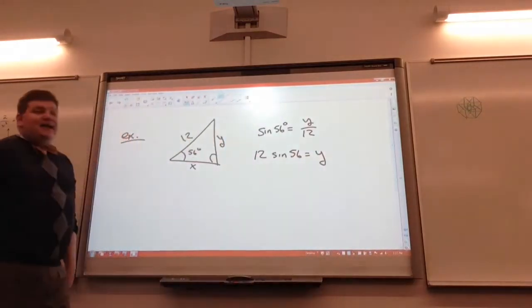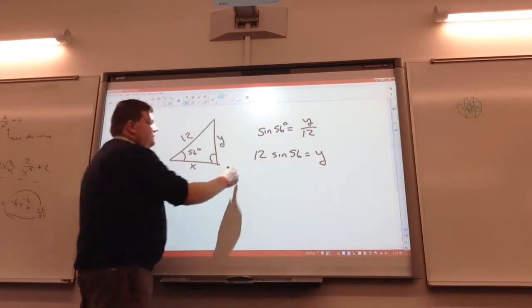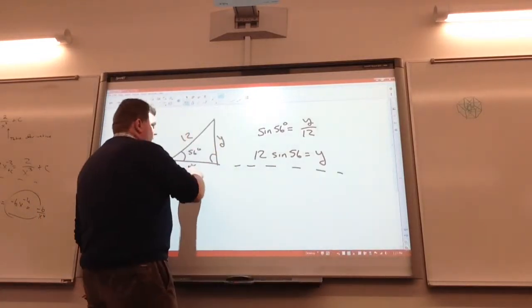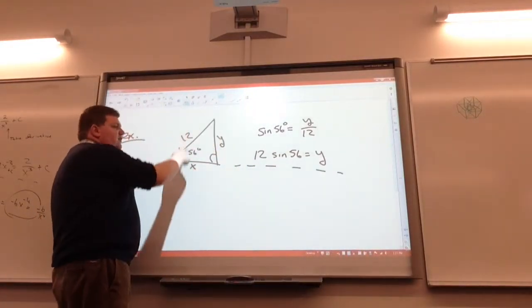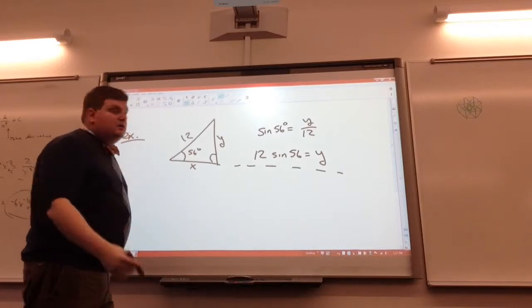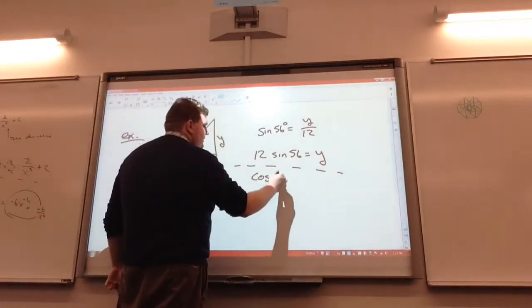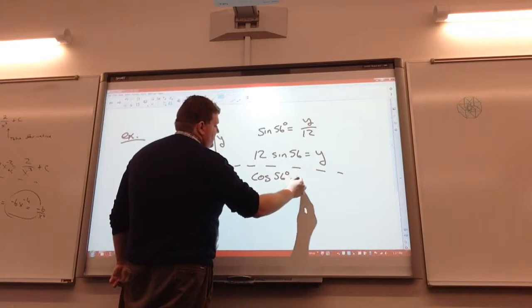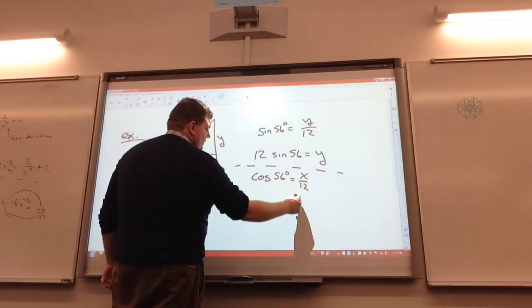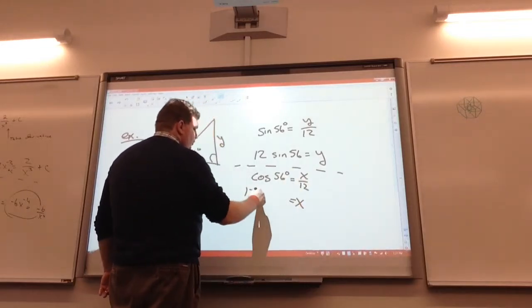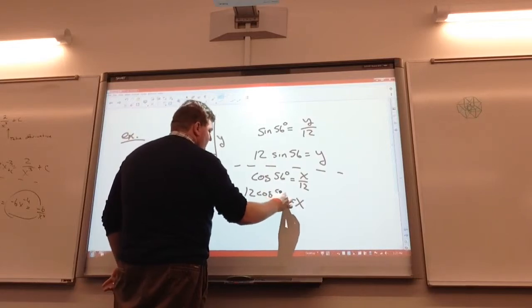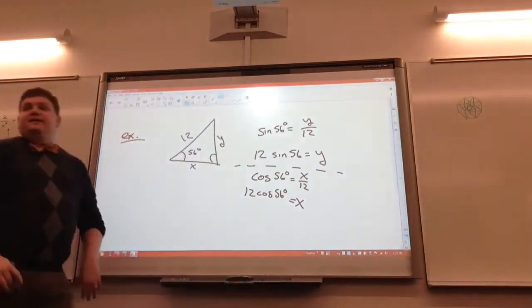If I wanted to find x, I'd do the same thing. My setup would be, it's x over h this time, so I'm going to use the cosine. So I would say the cosine of 56 degrees is equal to x over 12. So x is equal to 12 cosine of 56 degrees. I would pop those in the calculator and get my answer.